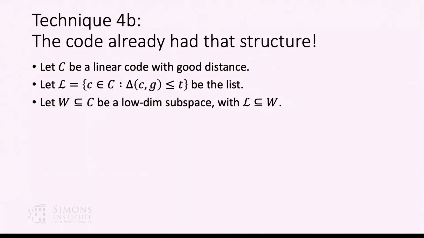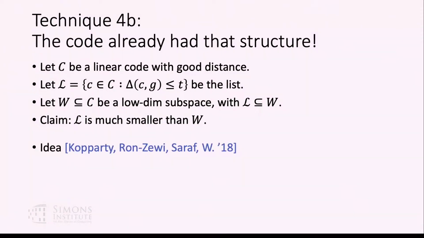And suppose that we know that the list is contained in some, let's say, constant dimensional subspace. Then I claim that automatically, just from the distance of C, curly L is going to be smaller. It's going to be much smaller than that low-dimensional subspace. Even if curly C is a linear code, it definitely doesn't avoid subspaces. It is a subspace, but the list will still be much smaller than all of the subspace. So why is this true? Here's the basic idea, and this is from joint work with Compartey-Ranzoni and Saraf from a few years back.